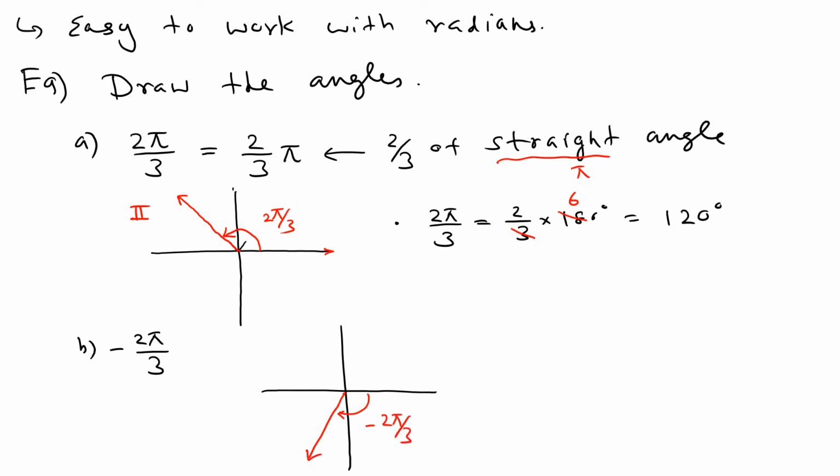So the size has to be the same, but it's just going to go backward. So that is the negative 2 pi over 3. Very easy to draw it like that. So we don't need any conversion here. And you can see the angle is in the third quadrant now. Okay, so let's do another one.